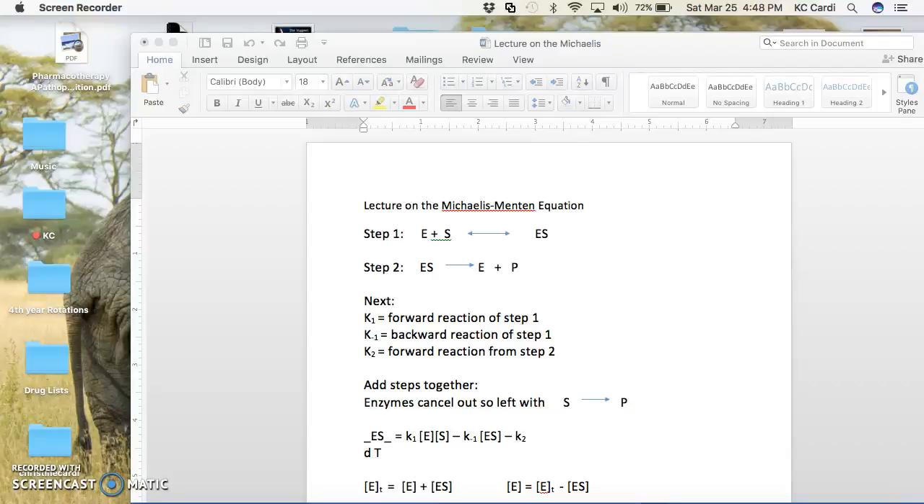Okay, I'm going to attempt to give a lecture on the Michaelis-Menten equation. First we're going to talk about how to derive the equation, which helps describe the kinetics of enzymes as they react with substrates. To begin with, we're going to talk about an enzyme reacting with a substrate, which is right here, the first one here.